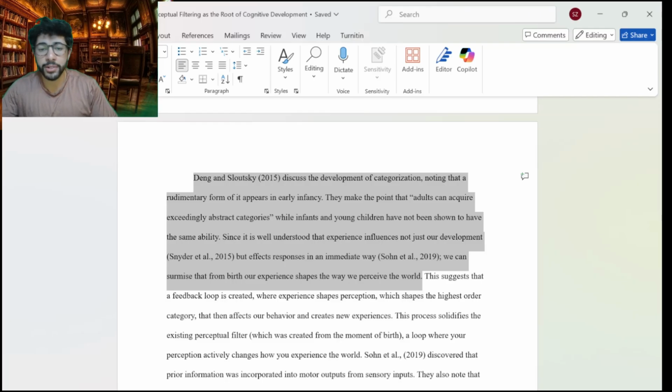Whatever your first experience is, which technically is in the womb, generates this highest order category. That first experience creates this highest order category. Every single experience that you have afterwards creates lower order categories that reinforce the highest order category.